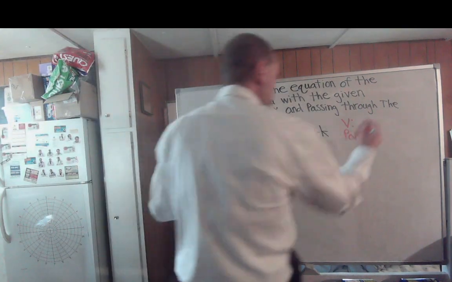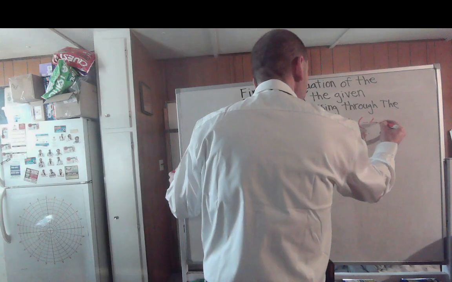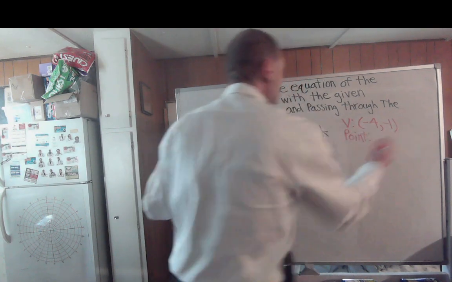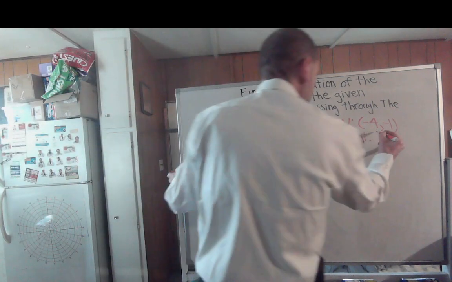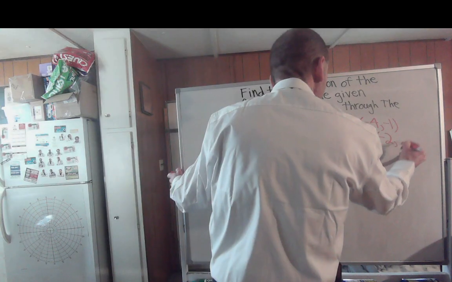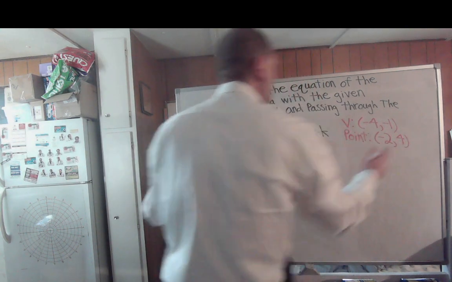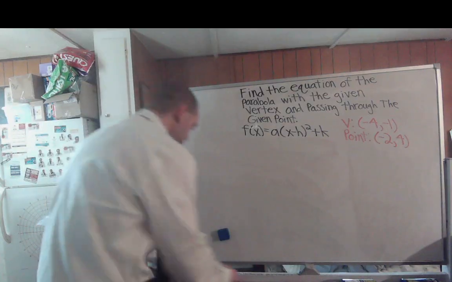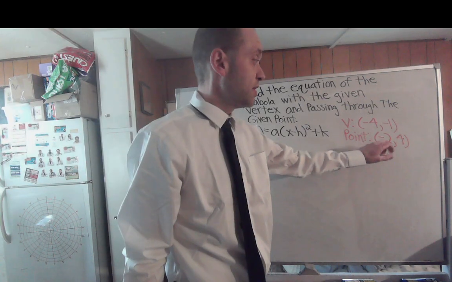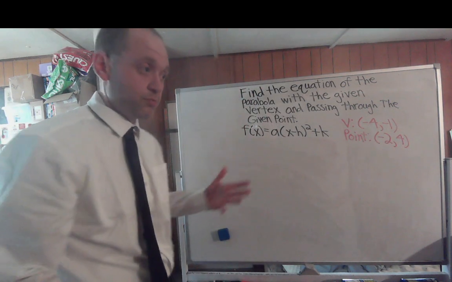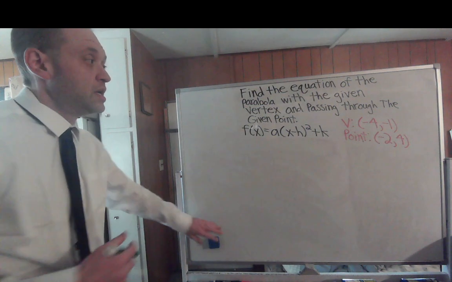Alright, this time the vertex is located at negative 4, negative 1. The point is at negative 2, 4. Alright, so the vertex of this parabola is located at negative 4, negative 1. The point is negative 2, 4, which the parabola passes through.